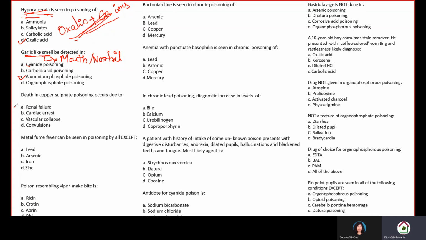Next, death in copper sulfate poisoning occurs due to renal failure, cardiac arrest, vascular collapse, or convulsion. The answer will be renal failure. Death in copper poisoning occurs due to hepatic or renal failure, both. Also remember hepatic failure.